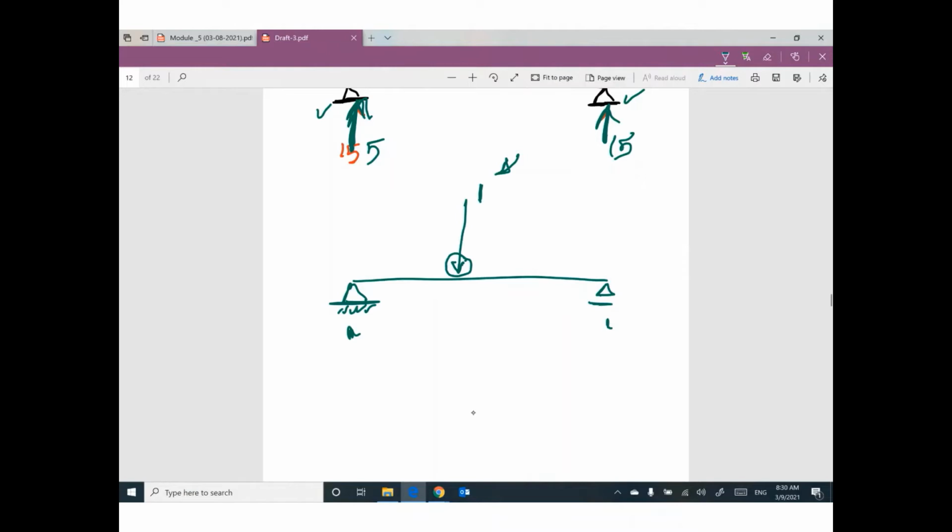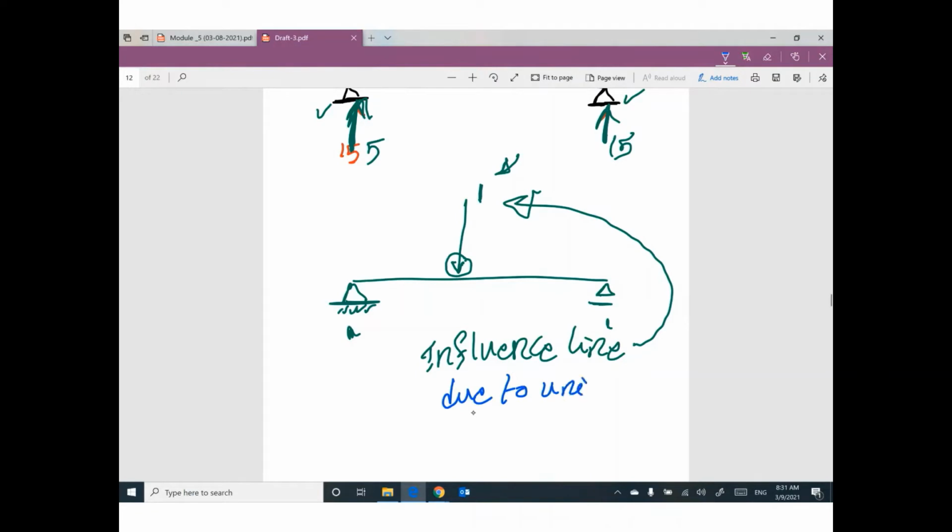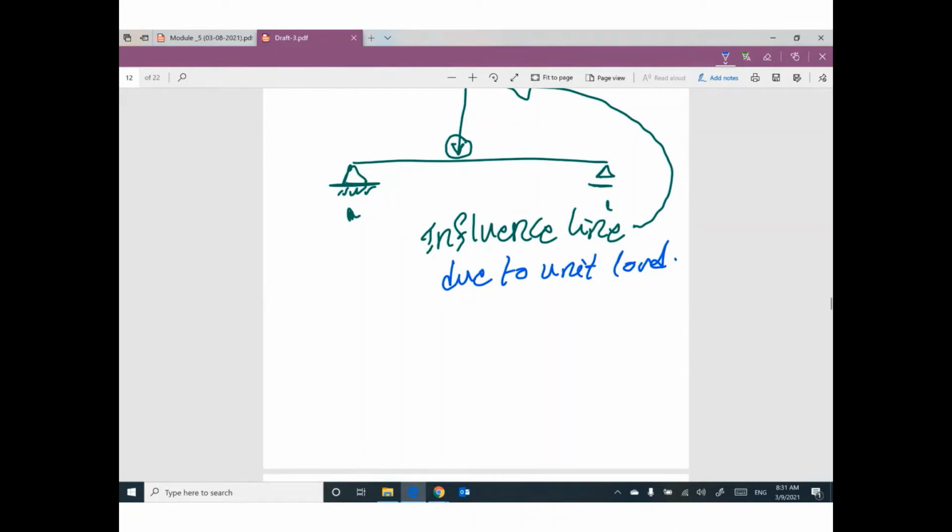And we need to draw the influence line due to the effect of this unit load. After you are done with the unit load, I can convert this influence line to another value or another effect or another influence line due to a certain truck.